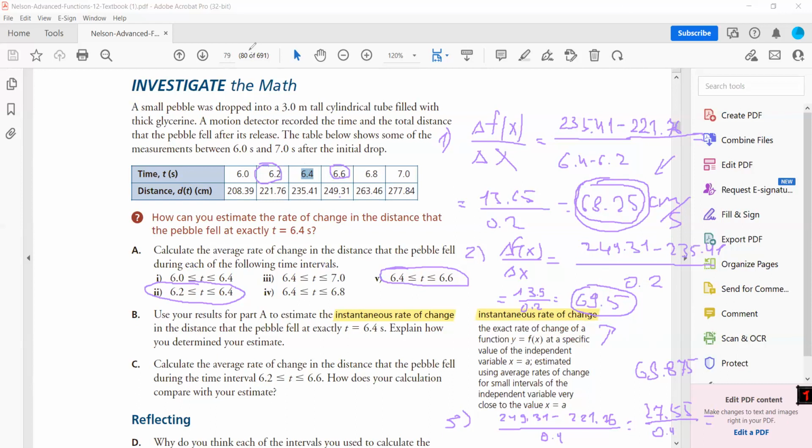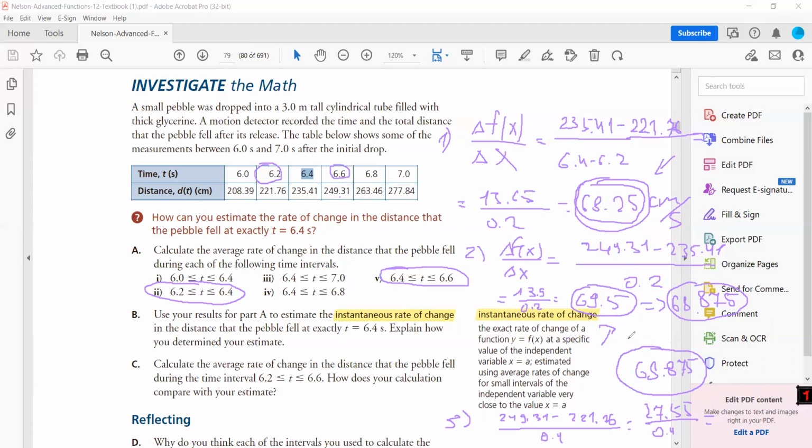So 68.25 plus 69.5, divided by 2, is 68.875. And you see that this would be my estimate of the instantaneous rate of change, and it is the same as the average rate of change from 6.2 to 6.6 seconds.